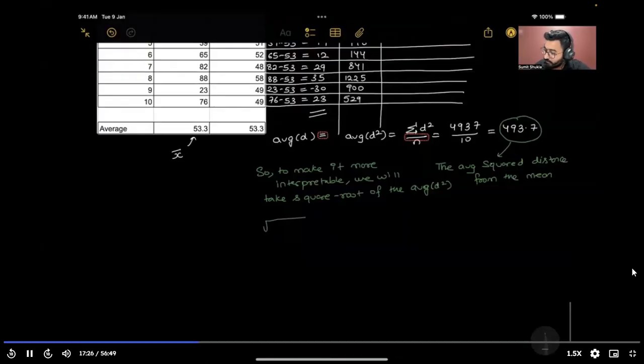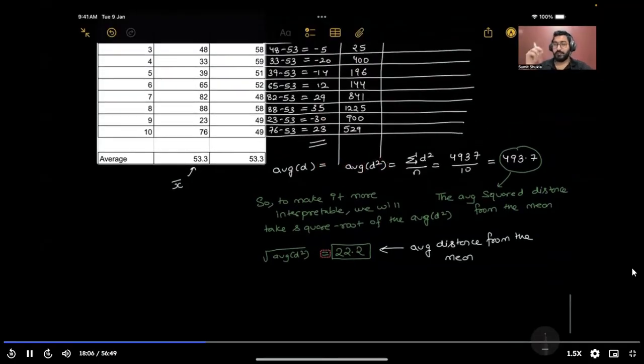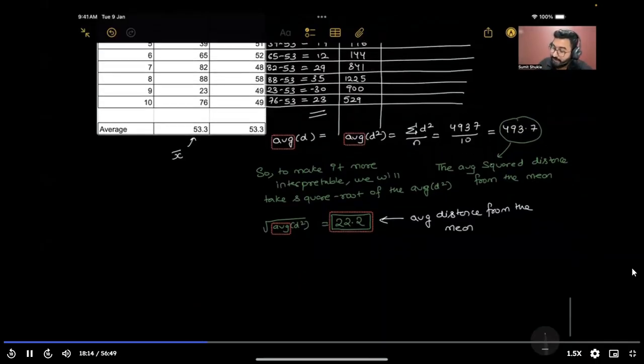So I will take a square root of the average of d square, and that will come out to be, if you are using your calculators, you can quickly help me with the value. A square root of 493.7, that's 22.2. So this is basically your average distance from the mean. So on an average, a particular data point is 22 units above or below the mean. And this is known as your standard deviation. So we have learned about two things. One is variance. So variance is what was this value? This was your variance.